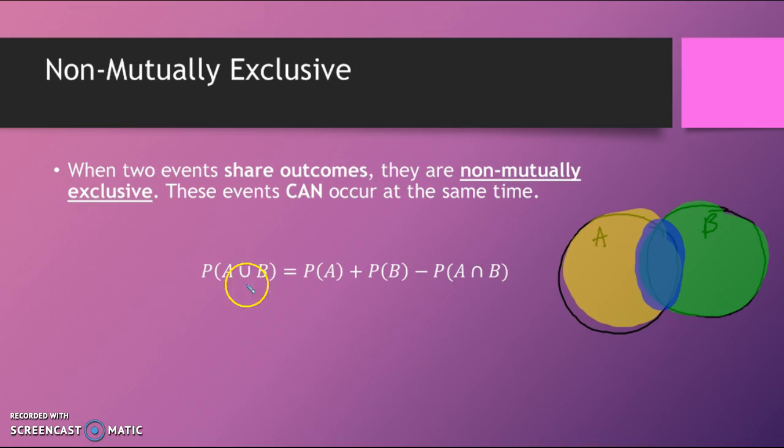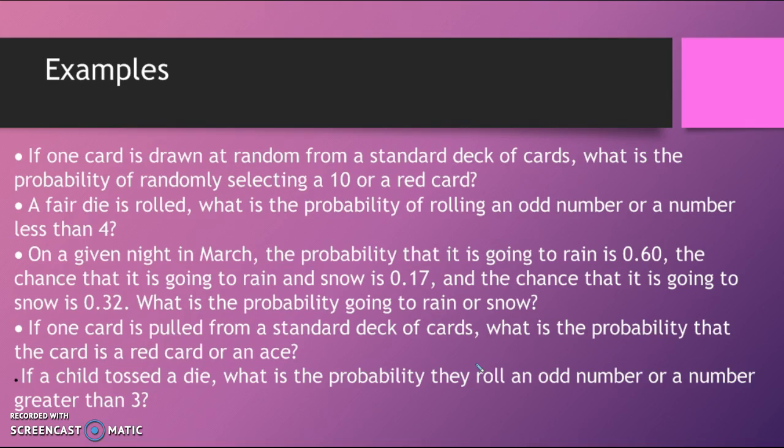So the way that we get around that is we add them together, but then I take out one of those ands. I'm going to subtract out that overlap. So I'm still going to add my probabilities, but just subtract the and. So for our first example, if one card is drawn at random, what is the probability of randomly selecting a 10 or a red card?